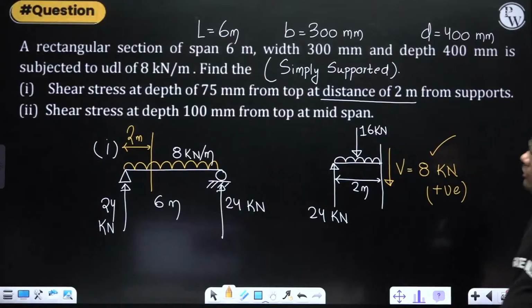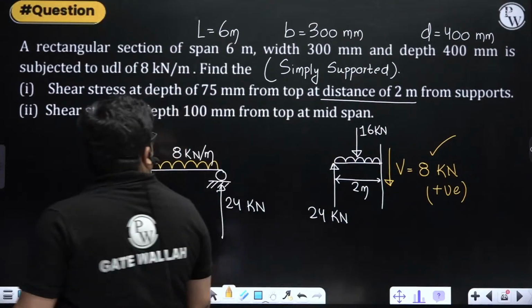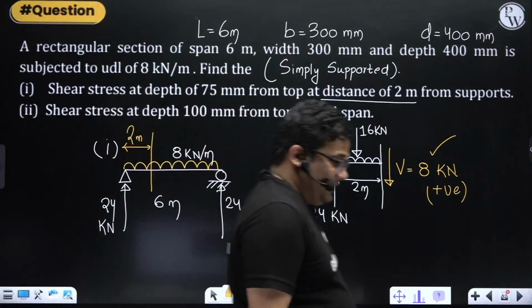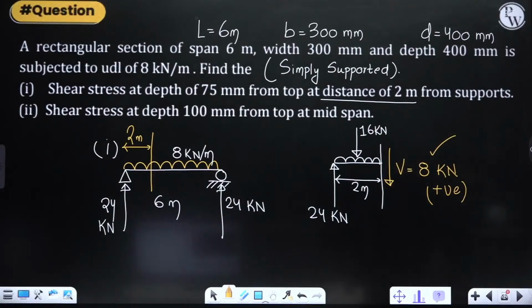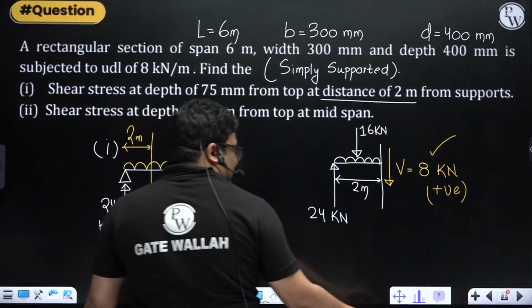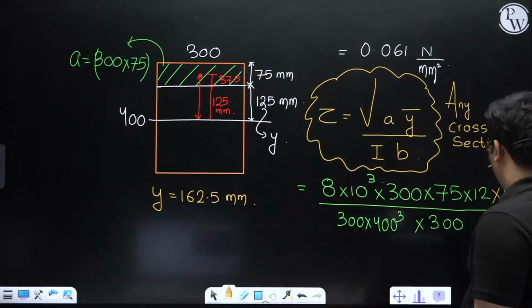Let us solve the next question. Shear stress at depth of 100 mm from top at midspan. So this is very easy actually. What will be the answer to the second question? Please tell me. It is 0, big 0. Midspan. Yes. Midspan means shear force is 0, right?